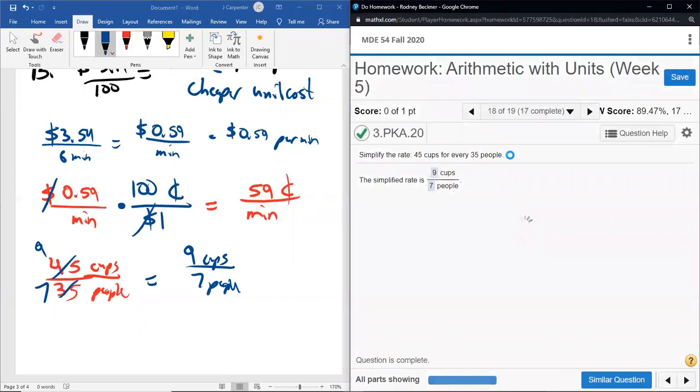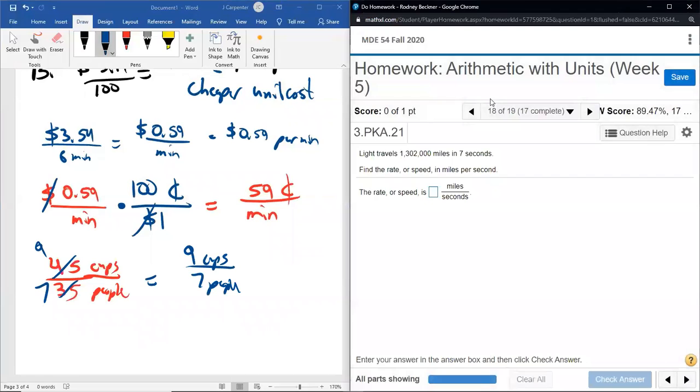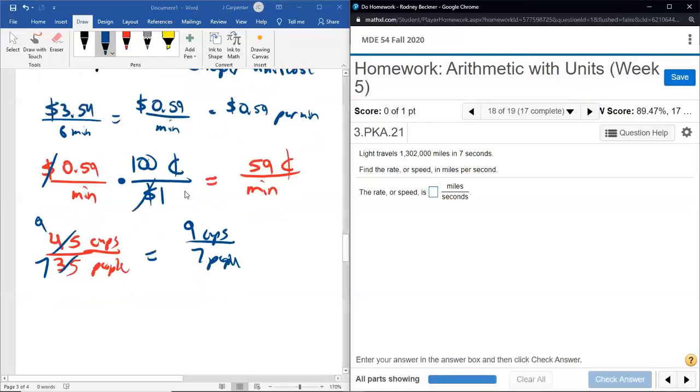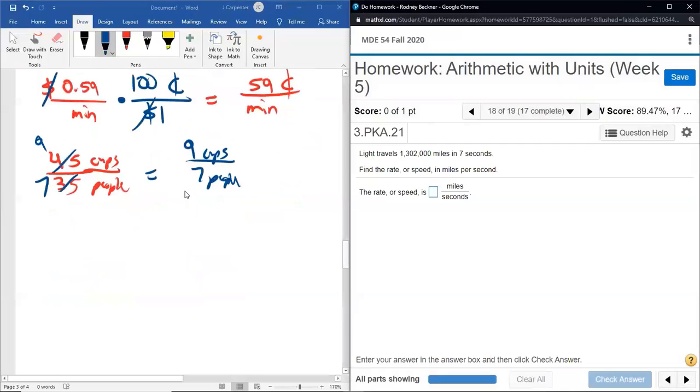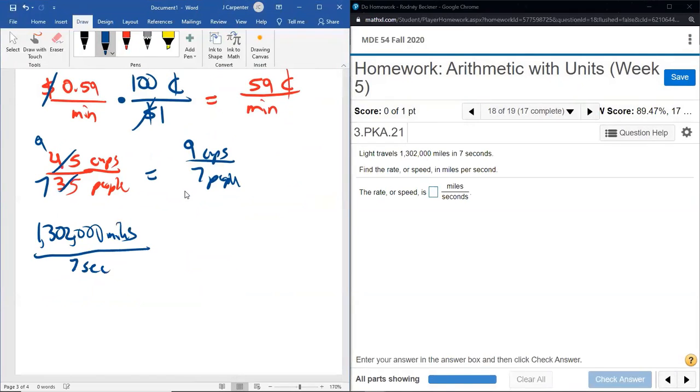Might as well complete this with only 2 left. This was a much shorter section. I told you the sections are inconsistent with number of problems. Light travels 1,302,000 miles in 7 seconds. Find the rate or speed in miles per second. We are literally about to find light speed right here. So we take the 1,302,000, and that's in miles, and it goes that far over 7 seconds.